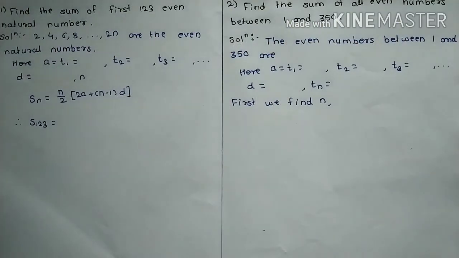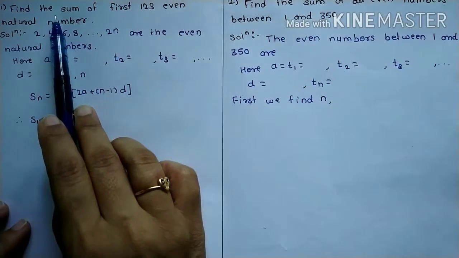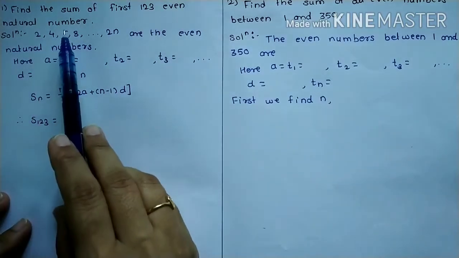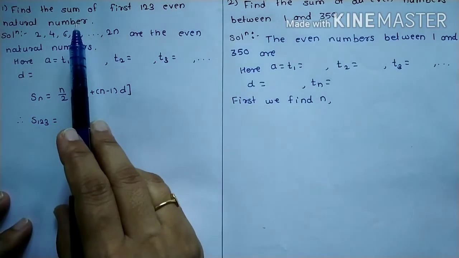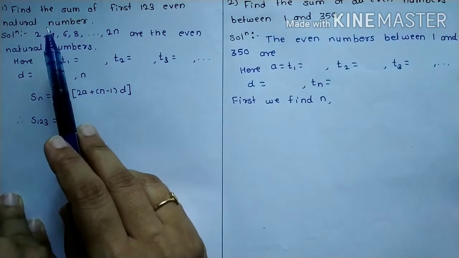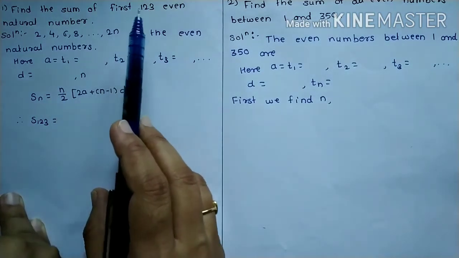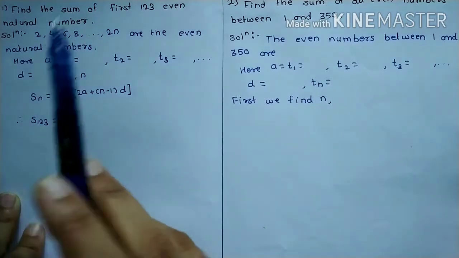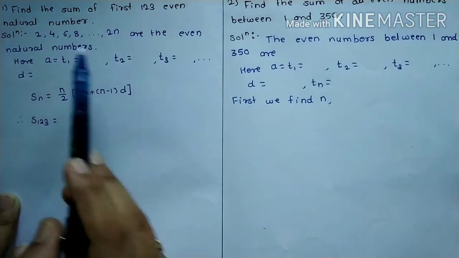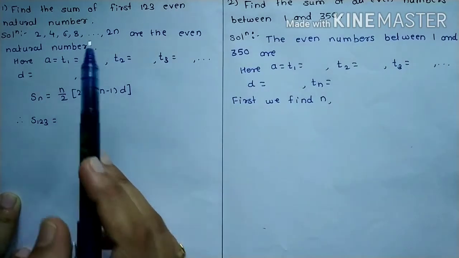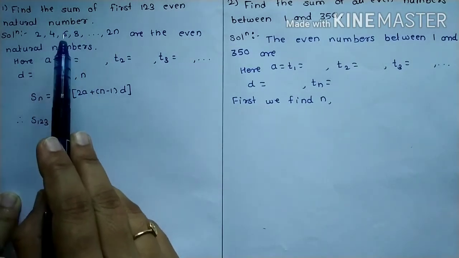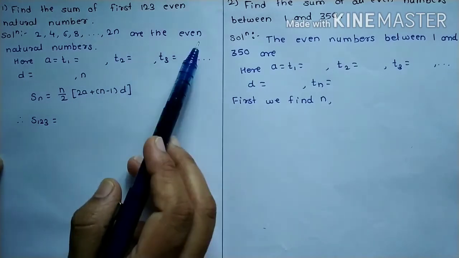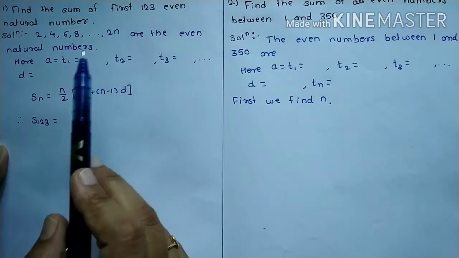See first example. Find the sum of first 123 even natural numbers. In this example, we have to calculate sum of first 123 even natural numbers. Okay, let's see solution. First write down even natural numbers. 2, 4, 6, 8 and so on are the even natural numbers.